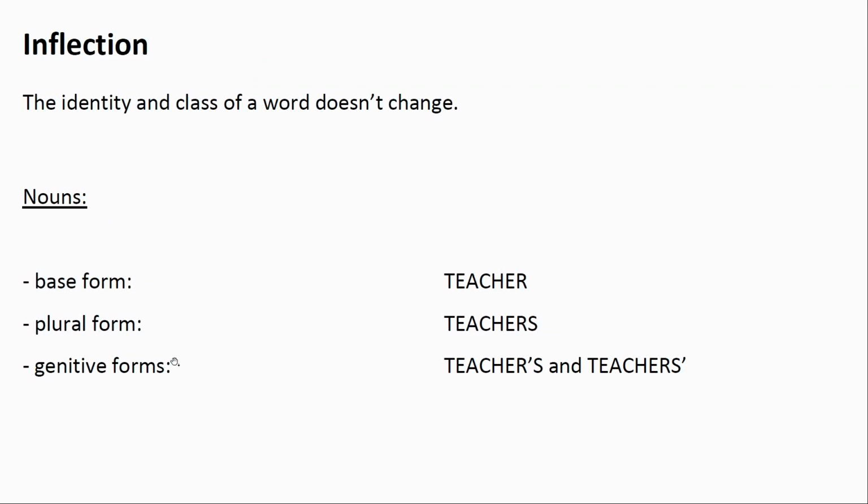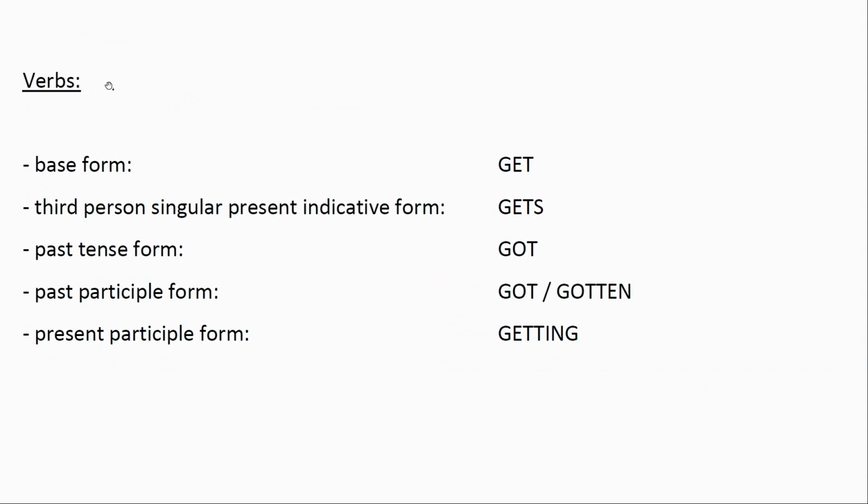Nouns. There is the base form, like teacher. The plural form, like teachers. And the genitive form in singular and plural, teacher's, written like this, or like this in plural. Verbs. Here we have the base form like get. Then we have the third person singular present indicative form like gets. Then we have the past tense form got. The past participle form like got or gotten. And the present participle form getting.